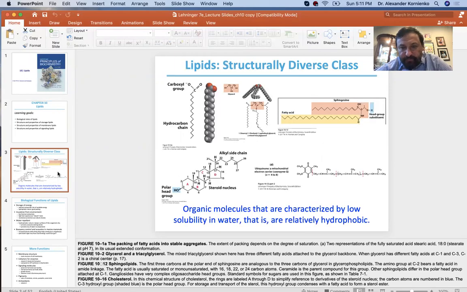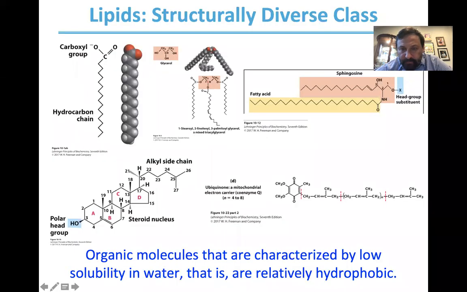So here's just an overview of some basic structures of them. So these are very diverse. Let me increase the slide size, go into presentation mode. So basically the simplest member of this is a fatty acid. Fatty acid where you have a hydrocarbon chain and a polar carboxyl group.